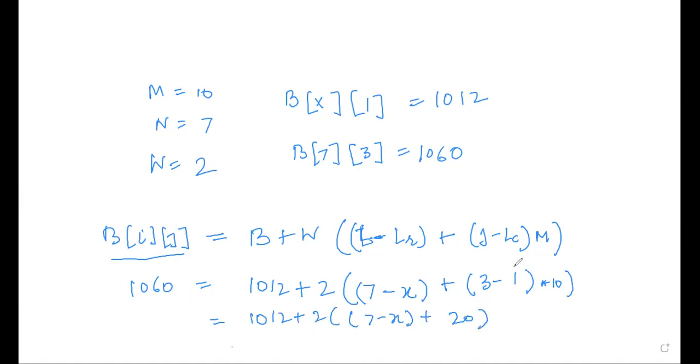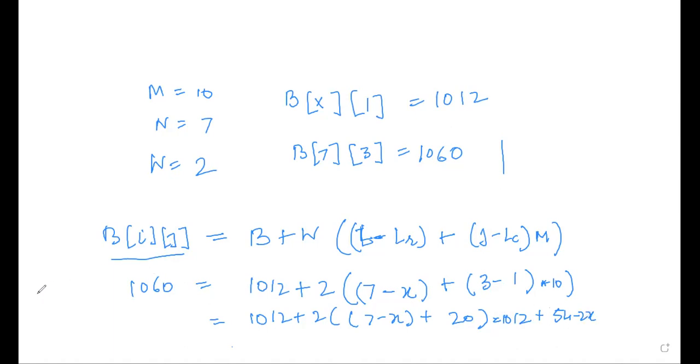That gives me 1012 plus, if you open the bracket, you get 20 plus 7, 27 minus X, that is 54 minus 2X. 54 minus 2X. Now, if you add 54 to 1012, you will get some value and then subtract it from 1060. So that is equal to minus 2X, and then X is equal to that upon 2, the value will give you the actual address.